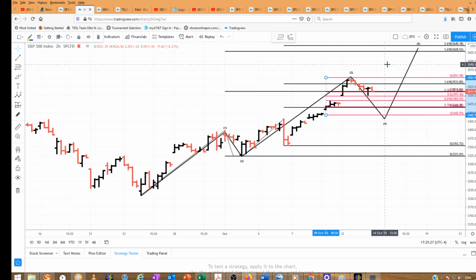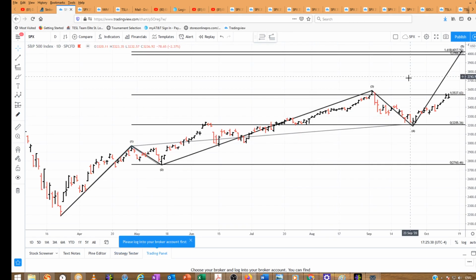So we're looking at S&P 4000. It won't go straight up. It'll go up like a ladder like this, but that's what we're looking at. We go back to our chart here.